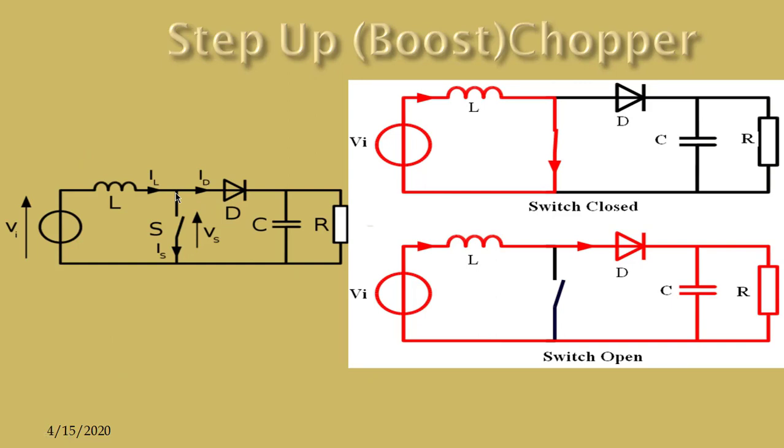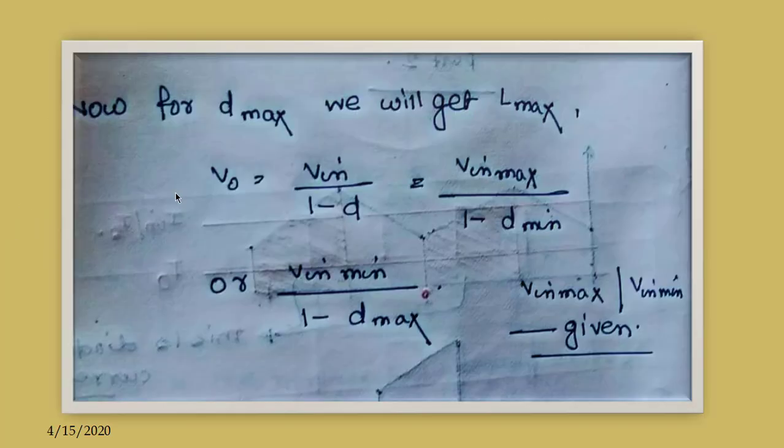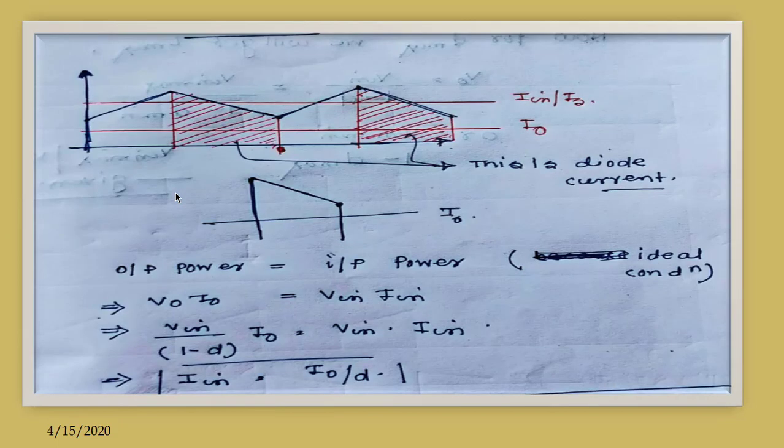Now what should be in case of current rating, right? Now we have mentioned earlier that for inductor current the average is I in, and for diode current the average is I naught, and this hatched portion is basically the diode current. So diode current average is I naught, and this hatched portion in red line is the diode current. We have seen in our critical voltage waveform just a few minutes back.